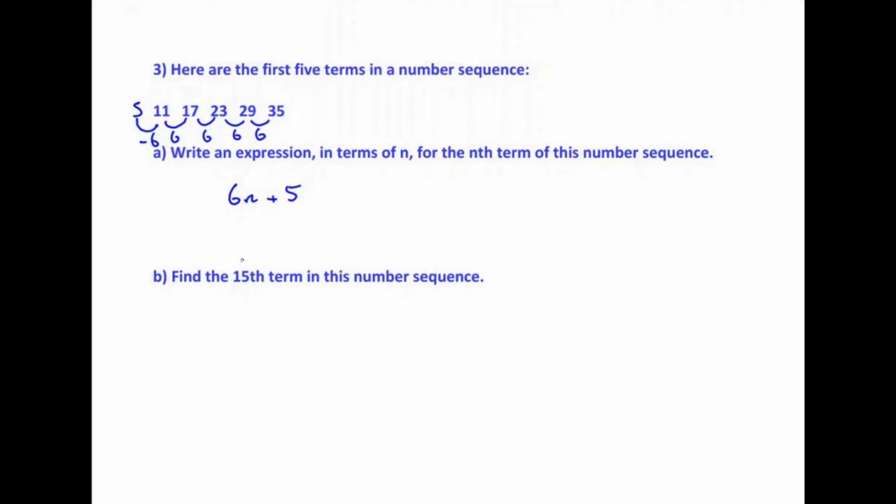If we want the 15th term in part B, that means n is going to equal 15. So we have 6 brackets 15 plus 5, which equals 90 plus 5, and that then equals 95. So the 15th term then is 95.